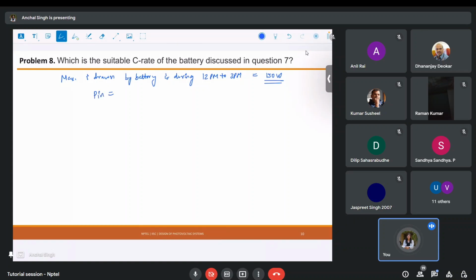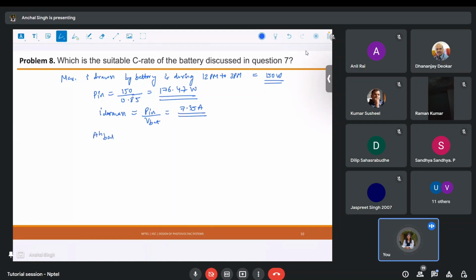And the input required in the system corresponding to this will be found using the efficiency formula. This is the output and we need the input. So the input required for this 150 watts will be 176.47 watts. And the current corresponding to this power input will be power divided by the battery voltage. So the current drawn by the battery during this period will be 7.35 amps. So this is like the peak current.